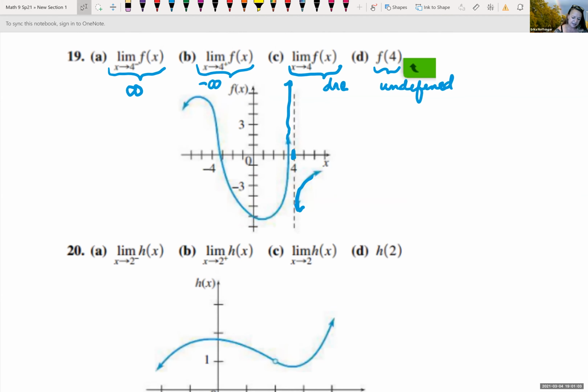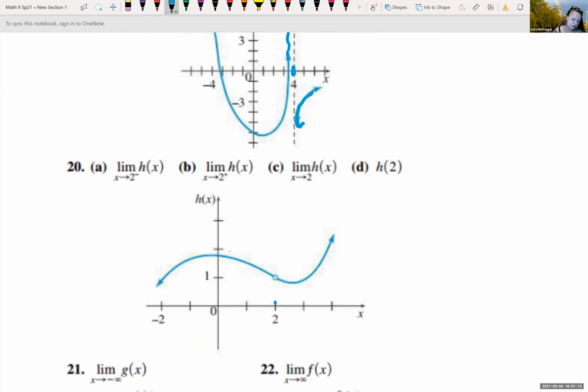So the next one, you're looking at the limit as x approaches 2 on the left, the right, the limit as x approaches 2 of h of x and h of 2. So notice as x is approaching 2 on the left, even though this is an open circle here, my y value is getting closer and closer to 1. As x approaches 2 on the right, my y value still is getting closer and closer to 1. Left hand and right hand are the same, so my limit as x approaches 2 of h of x is 1. The thing here for h of 2 is, notice this is not a solid circle, and there's no point above or below this x equals 2 at 1. And so this is undefined.